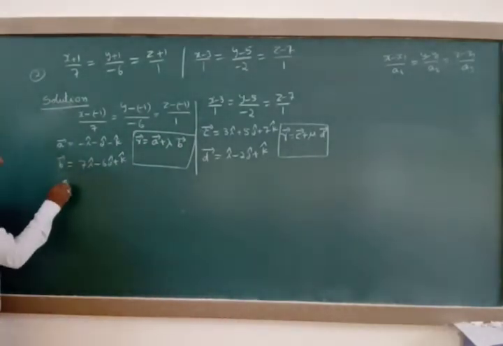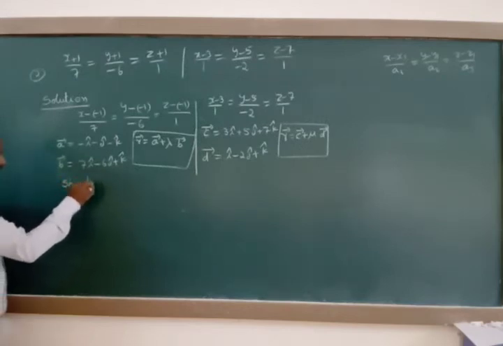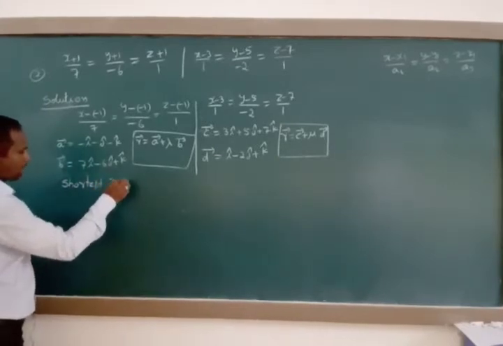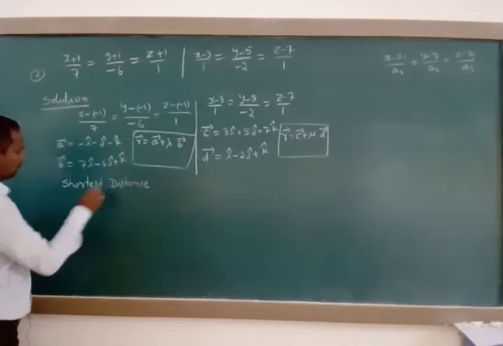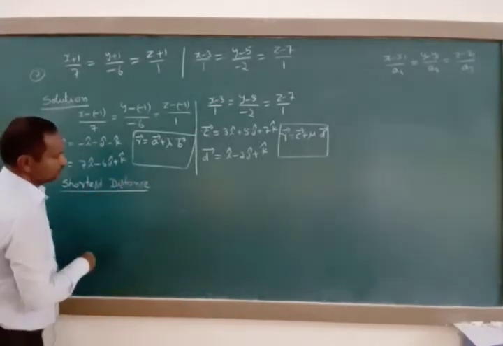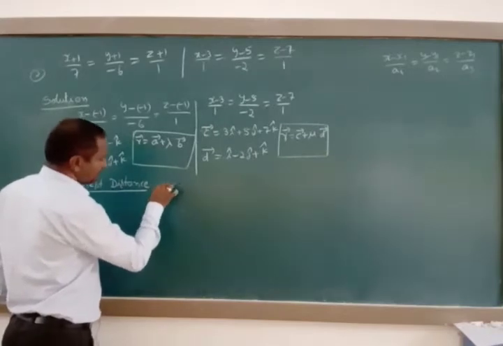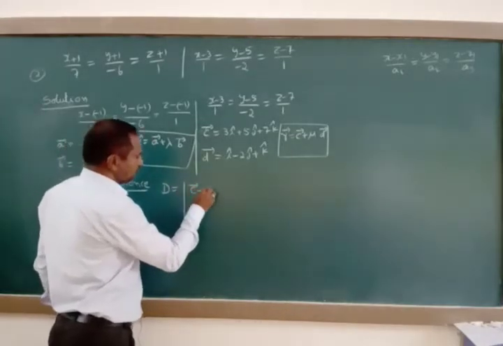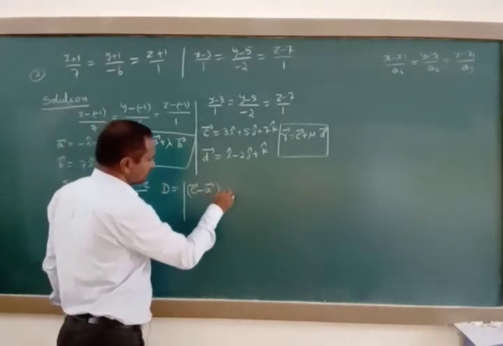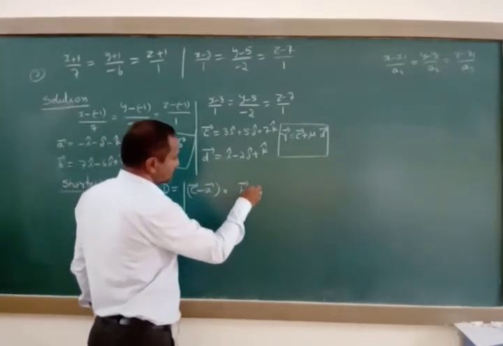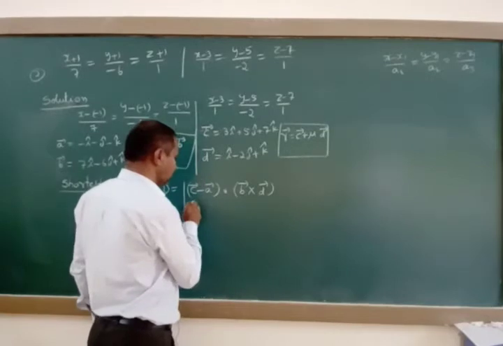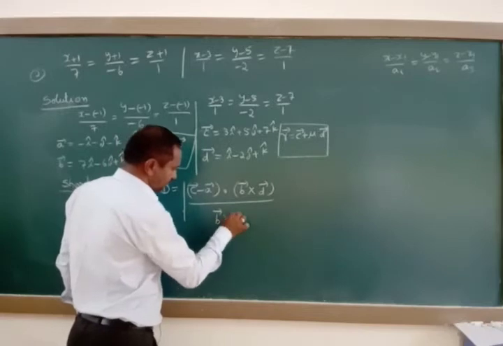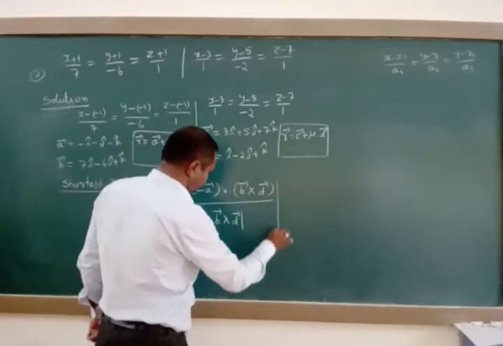Now the shortest distance formula. The shortest distance d is equal to the modulus of c vector minus a vector dot b vector cross d vector, whole divided by the magnitude of b vector cross d vector. This is equation number 1.